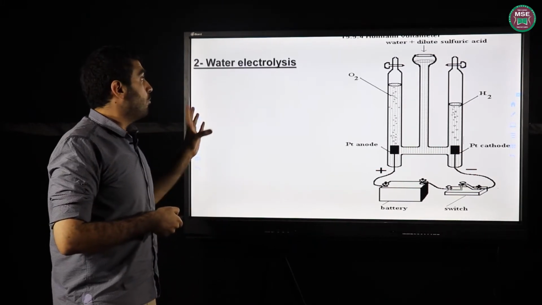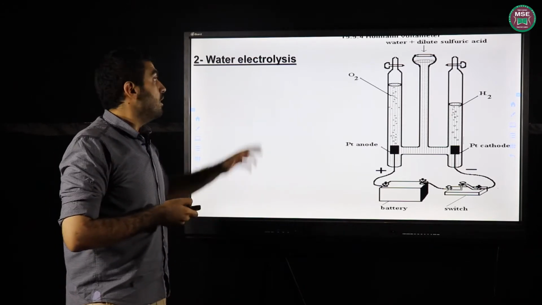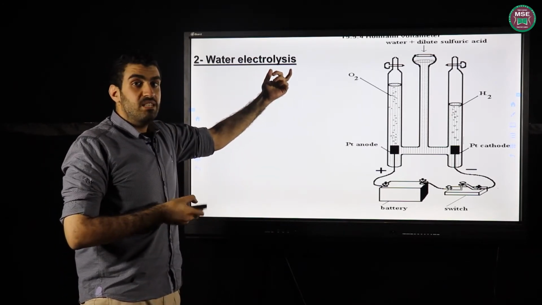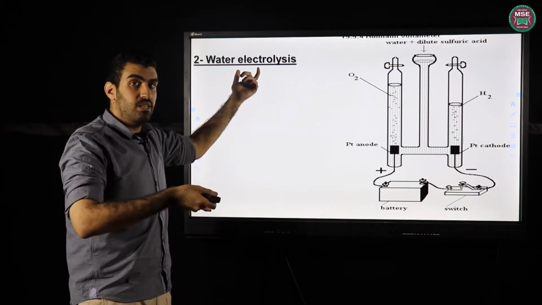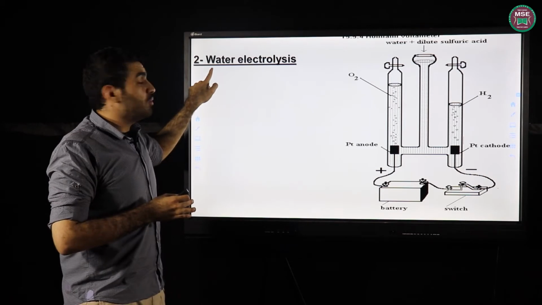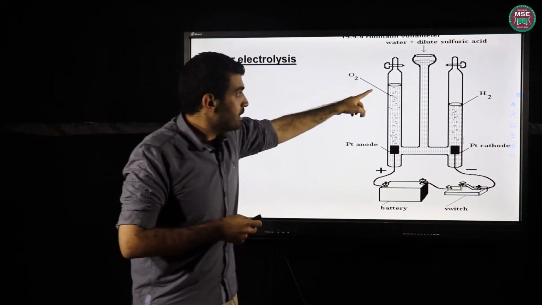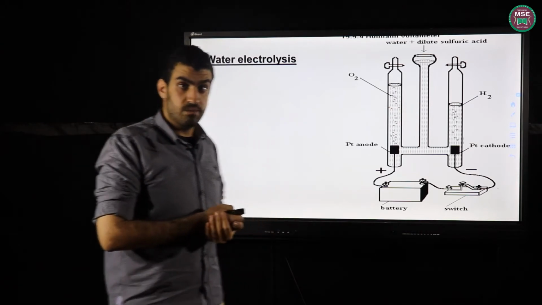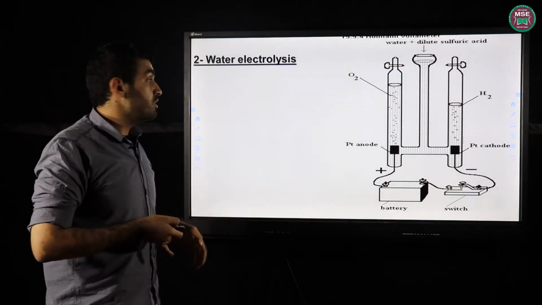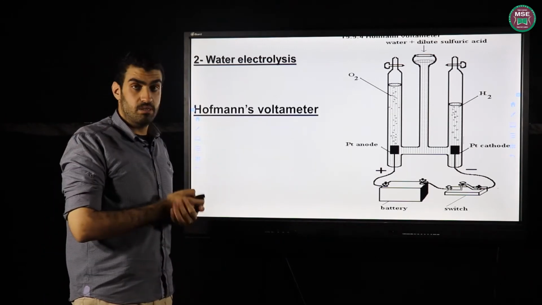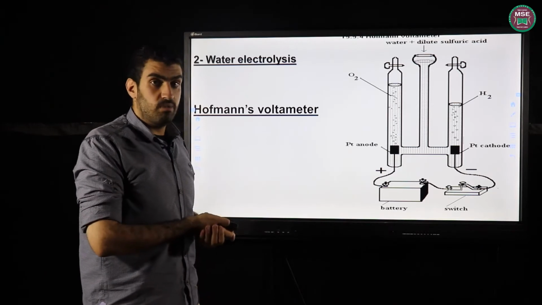Water electrolysis is the second chemical property. The word lysis means breaking, and electro means by using electricity. So we will break down water by using electricity into oxygen gas and hydrogen gas. This process needs a special device which is called Hofmann's voltameter.